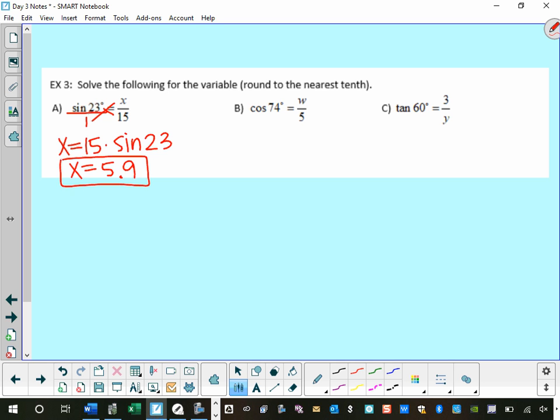Okay, we're going to skip B. B is just like A. Let's look at letter C. Tangent of 60 is equal to 3 over y. I'm going to make it a proportion, and then I'm going to cross multiply. 1 times 3 equals 3, equals y times tangent of 60. How do I solve for y here?